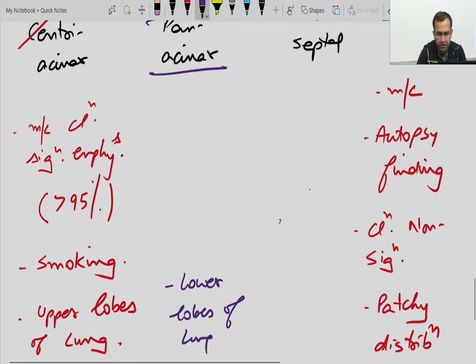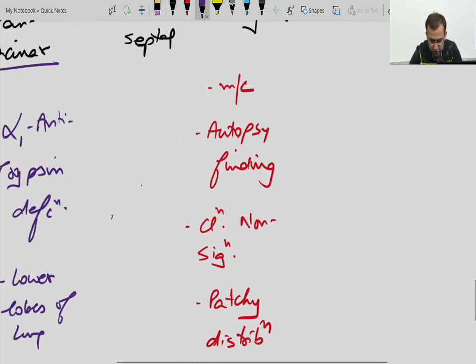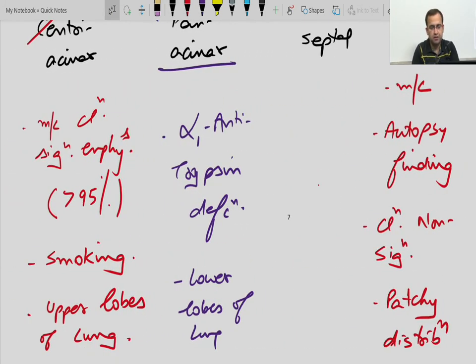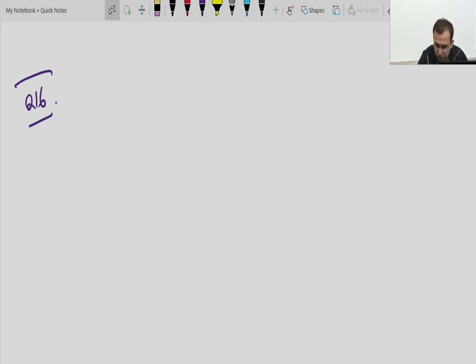Pan-acinar emphysema is the one which is associated with alpha-1 antitrypsin deficiency. This is emphysema. So most commonly associated with alpha-1 antitrypsin deficiency. Answer, pan-acinar emphysema. Done. Next, this gets us to question number 16.